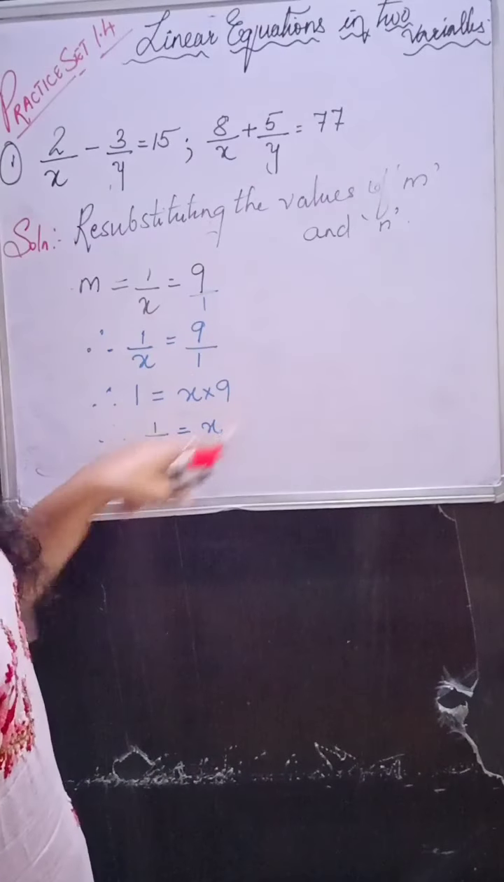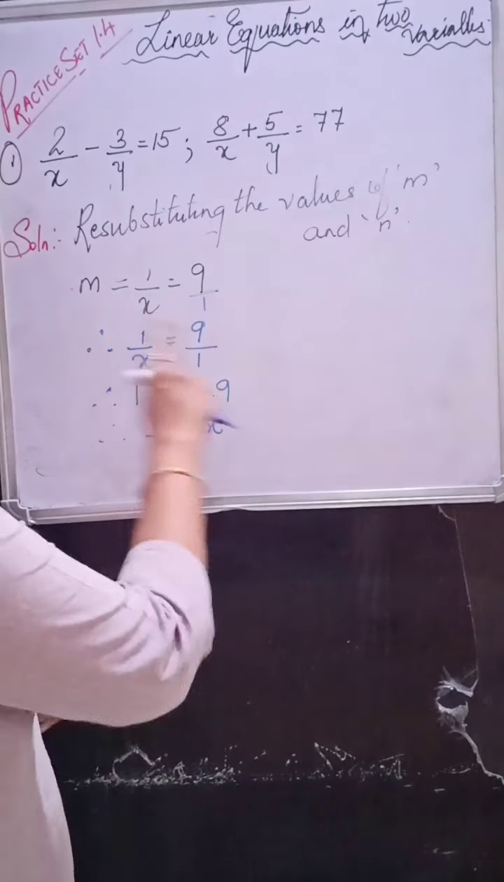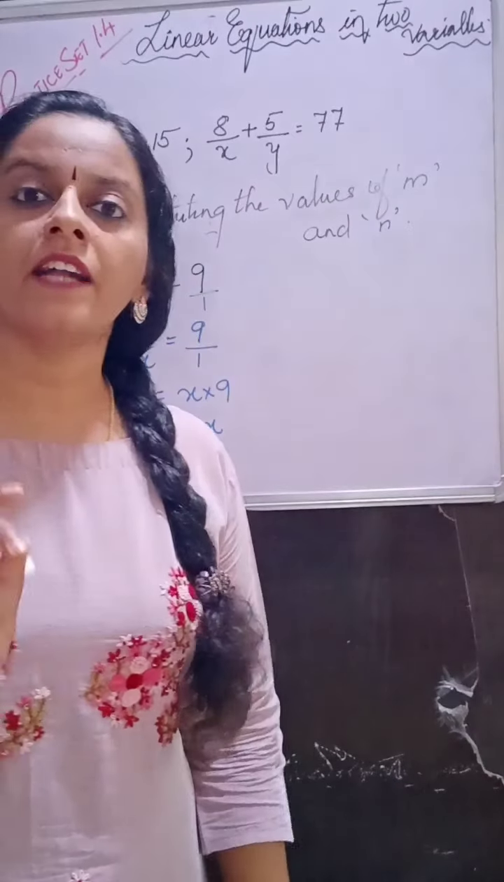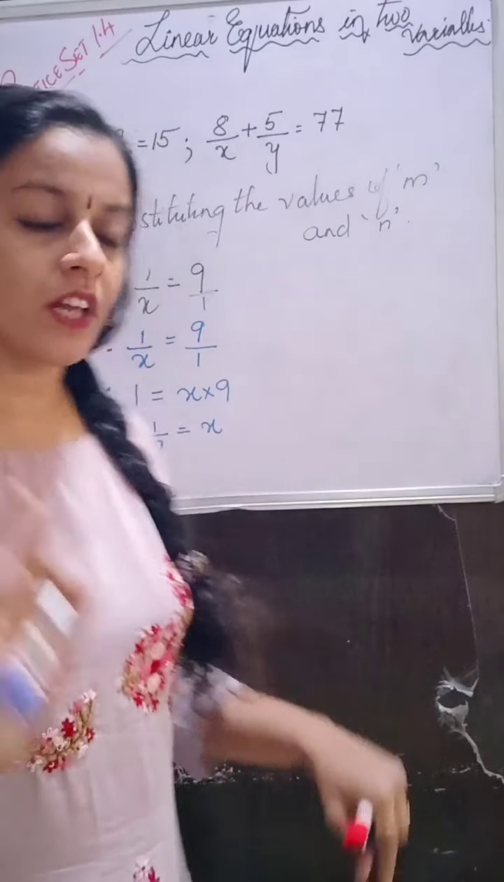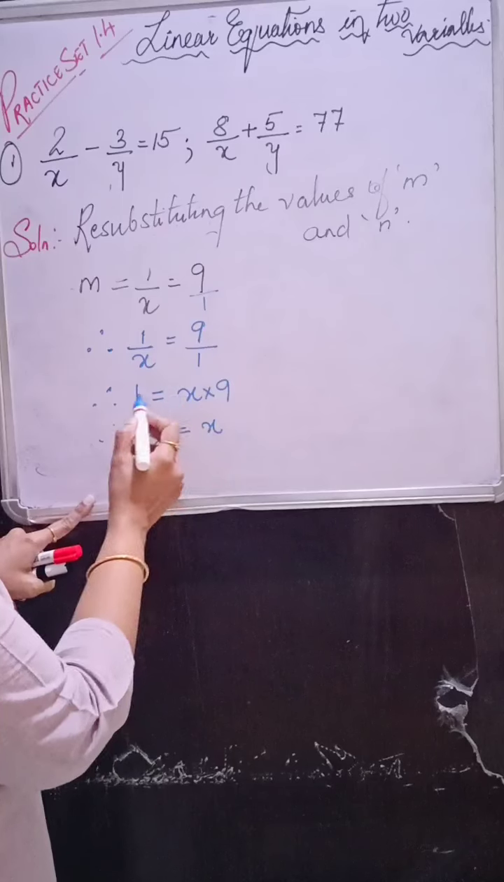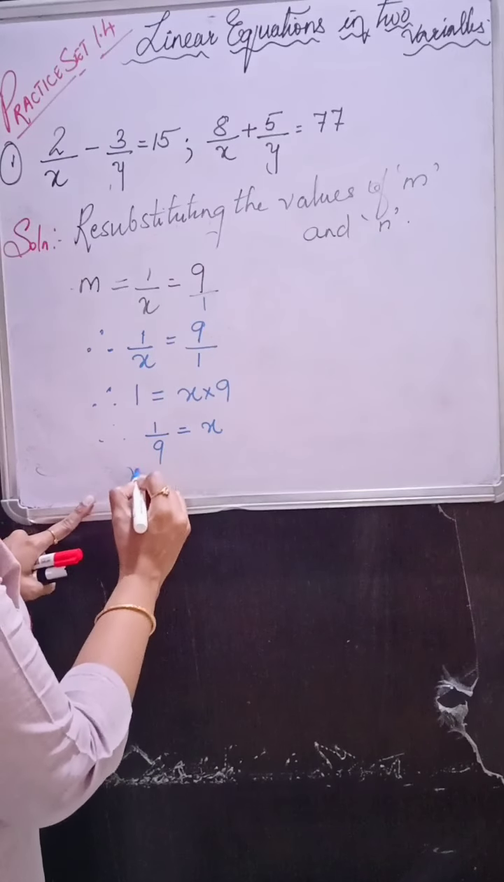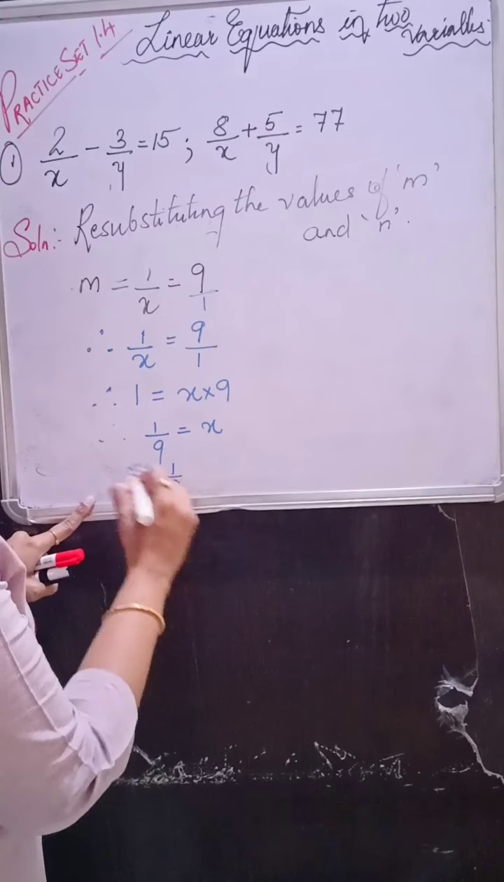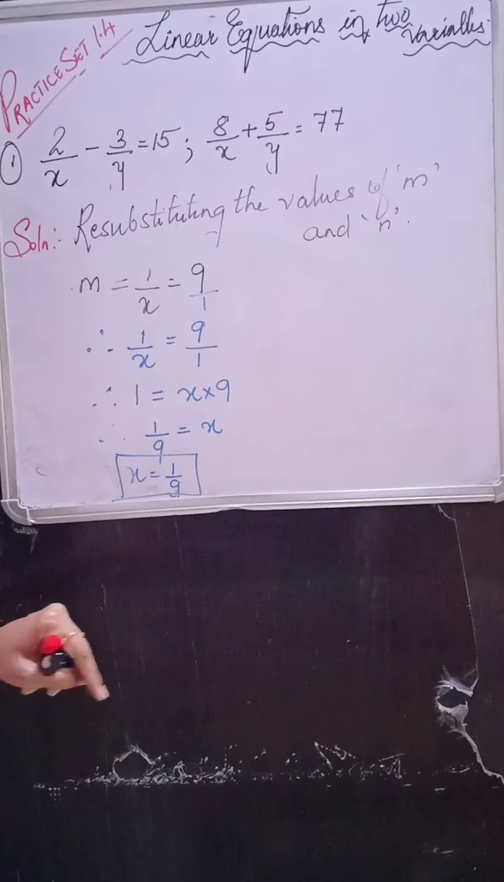Go for cross multiplication, very simple, and you can be double sure with your answer. So, you have x as 1 upon 9. So, I will write x is equal to 1 upon 9 and highlight it.